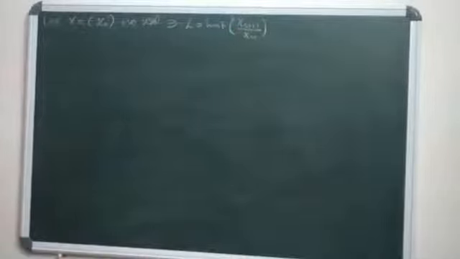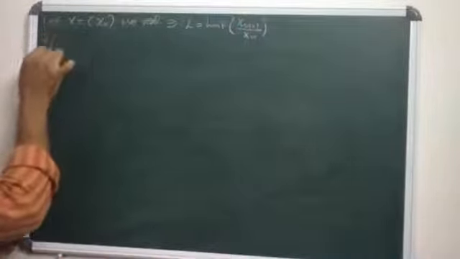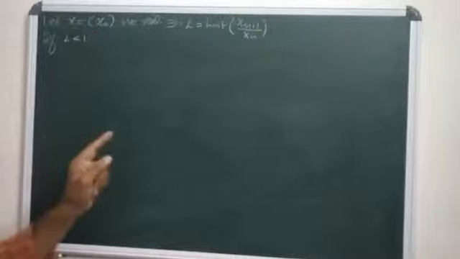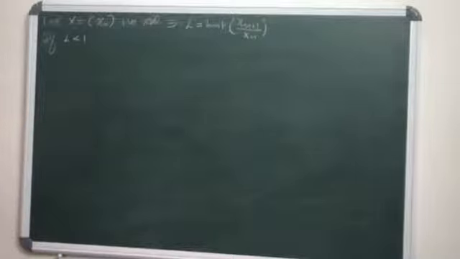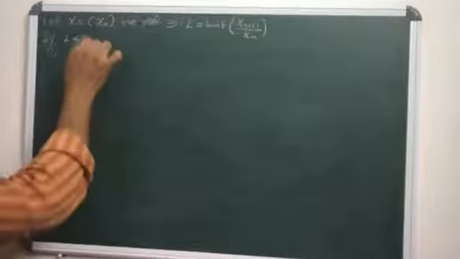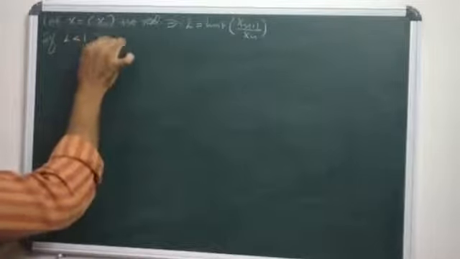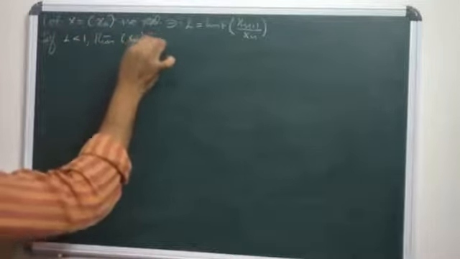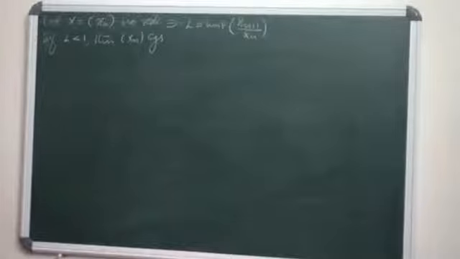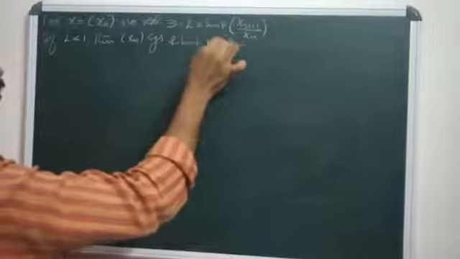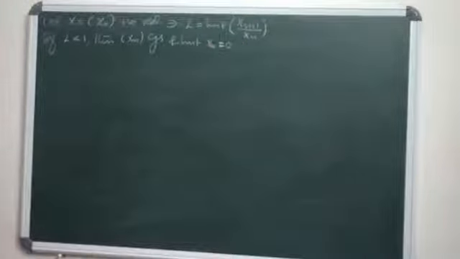Then, if L less than 1, what is L? L is the limit of xn plus 1 by xn. If L less than 1, then the sequence xn converges, and the limit of xn equals 0. This is an interesting result.